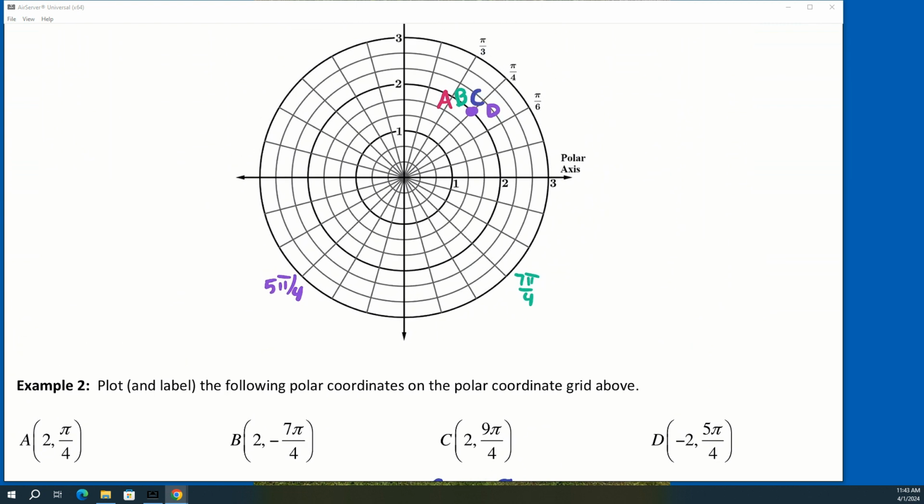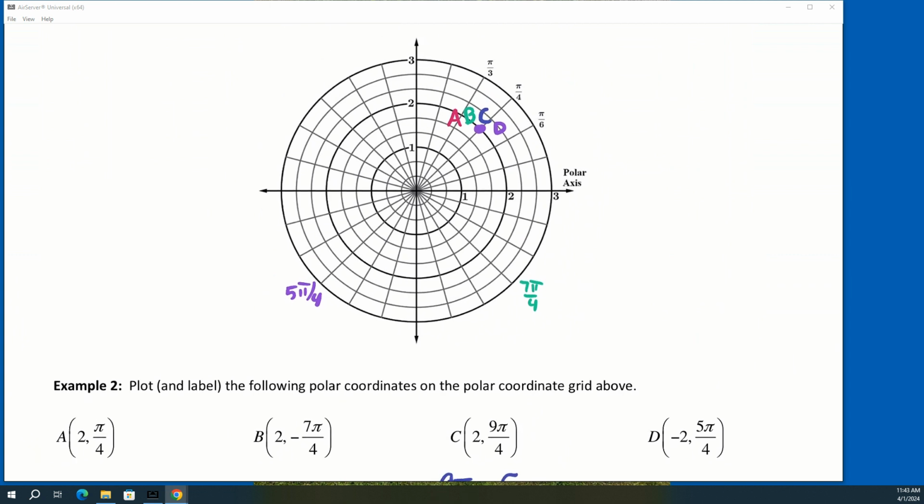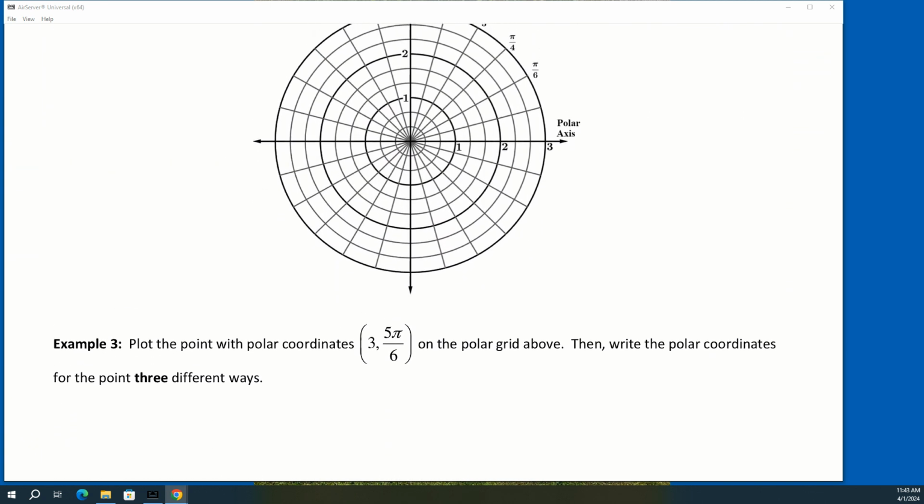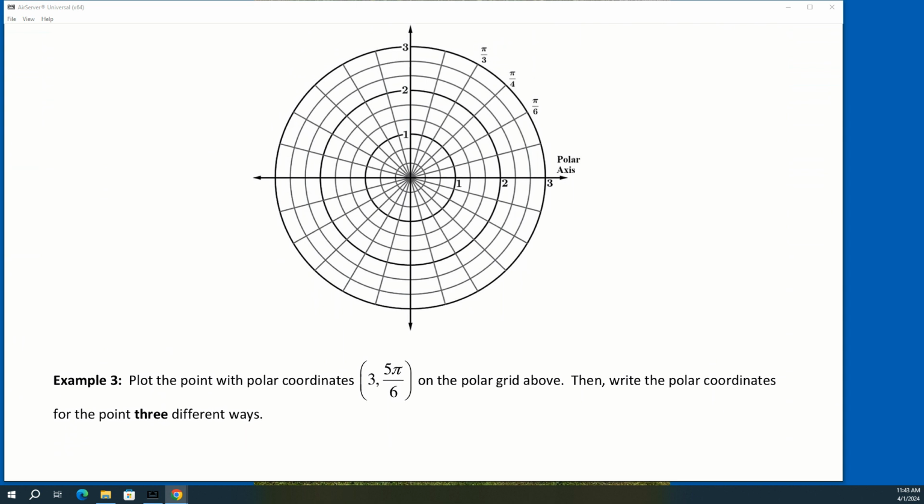So we had 4 different representations for the exact same coordinate point. And that happens. You can do that with polar coordinates. And that's the last thing we're going to talk about today, is representing these points multiple ways.